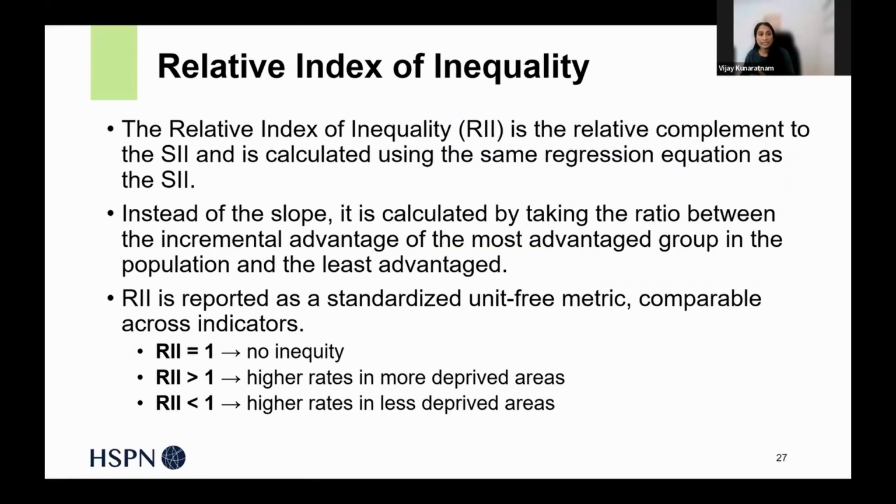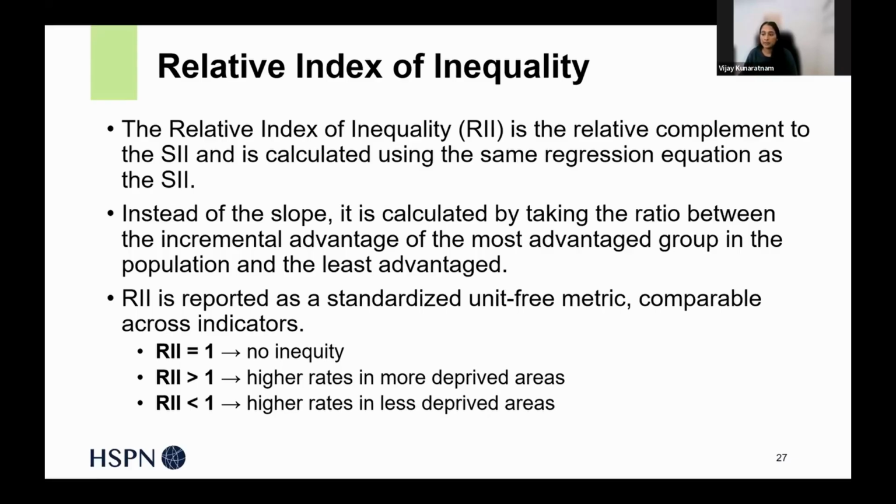And then moving on to the relative index of inequality. This is the relative complement to the SII, and it's calculated using the same regression equation as the SII. Instead of taking the slope, we're taking the ratio between the fitted value of the most advantaged group and the least advantaged group. The RII doesn't have units, so it's not ED visits per 1,000 or years of life. This makes it useful for comparing inequality across a variety of different outcomes. But when we're looking at it within a certain outcome, it can sometimes feel a little bit abstract. So a lot of the times you will see the RII paired with absolute measures like the SII.